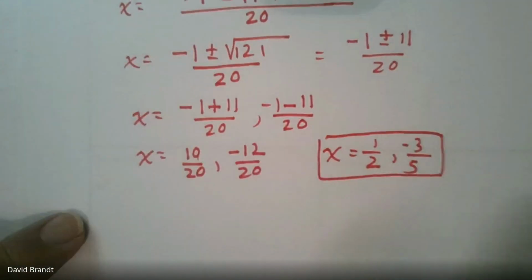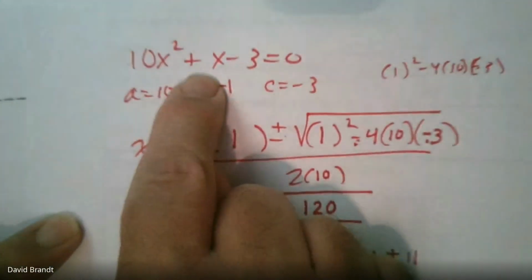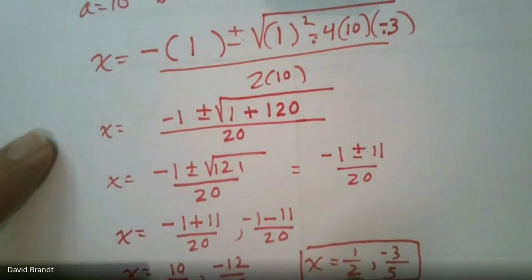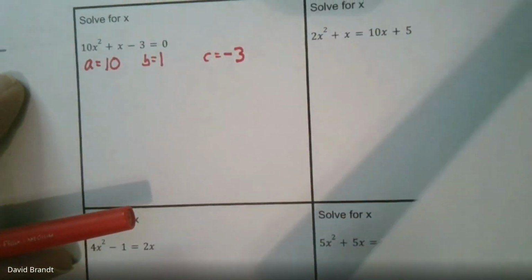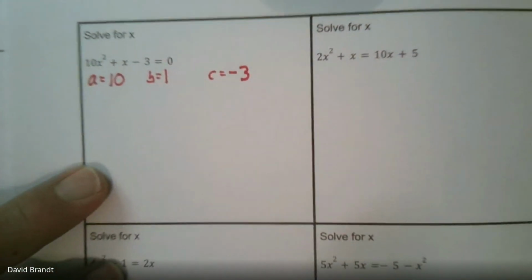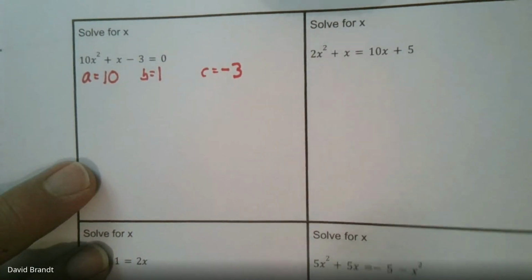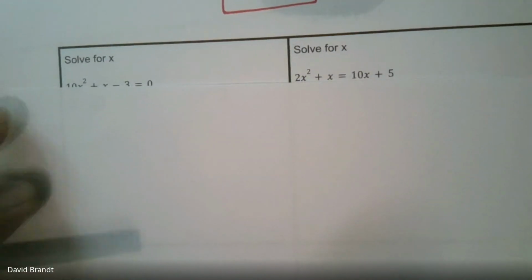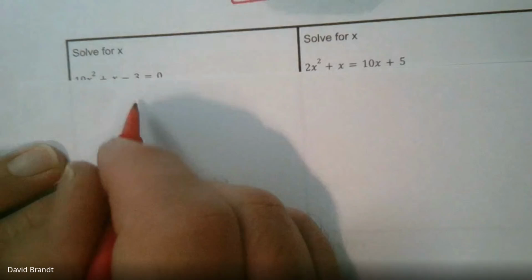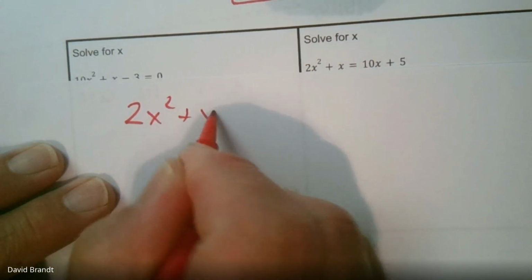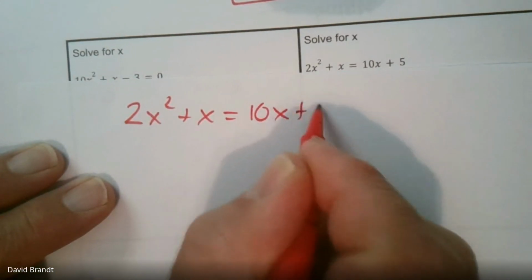All right, that's the same answer you would get if you factored. If you factored that using red motorcycle, you'd get the same answer. We didn't have to remember how to factor. We just plugged it into a formula. All right, let's see. The second one on the notes is 2x squared plus x equals 10x plus 5.